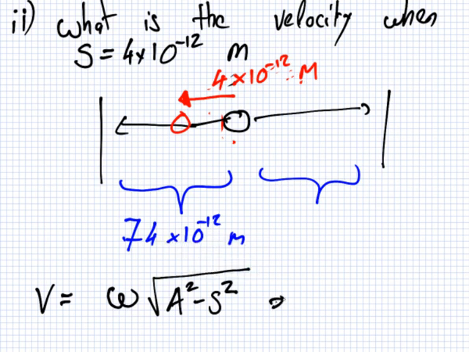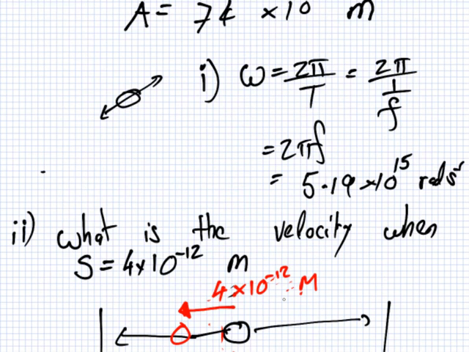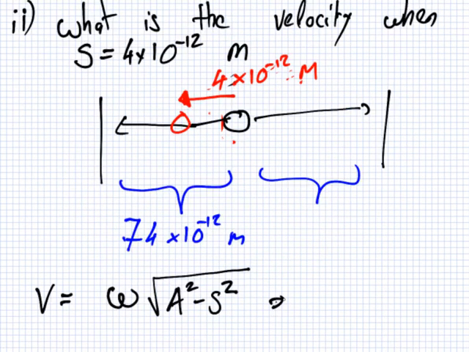Okay, let's type these numbers in. Do we know the omega? We do, that was the last part, wasn't it? What value did I get? Let me see. 5.19 times 10 to the 15. Square root, the amplitude is 74 times 10 to the minus 12. And the distance is 4 times 10 to the power of minus 12. So I got 383,499 meters per second.